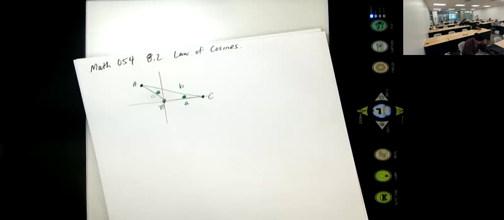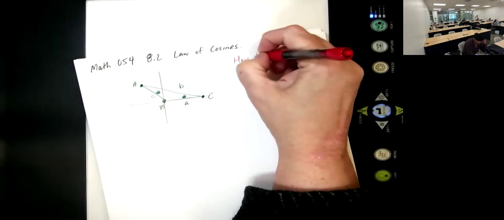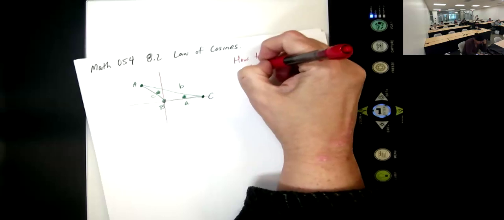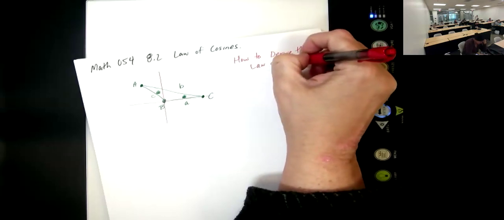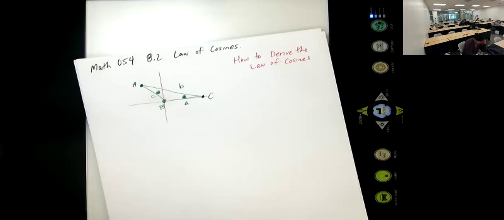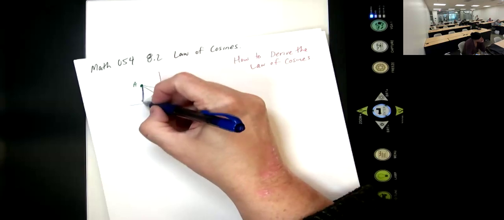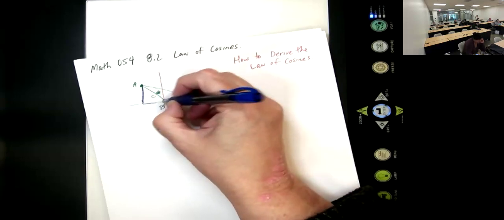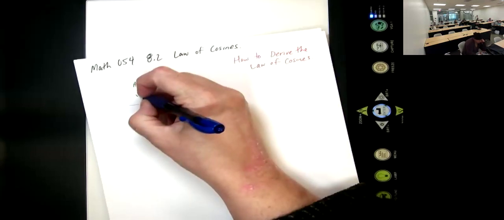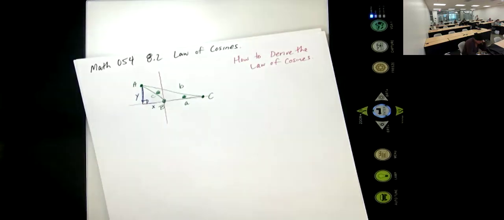All right, to derive the law of cosines, what we're going to do is I'm going to make a right triangle using point A, dropping a line down. So that we have this. And we don't know what height that is, and we don't know this distance to the left, so we're going to use y and x.